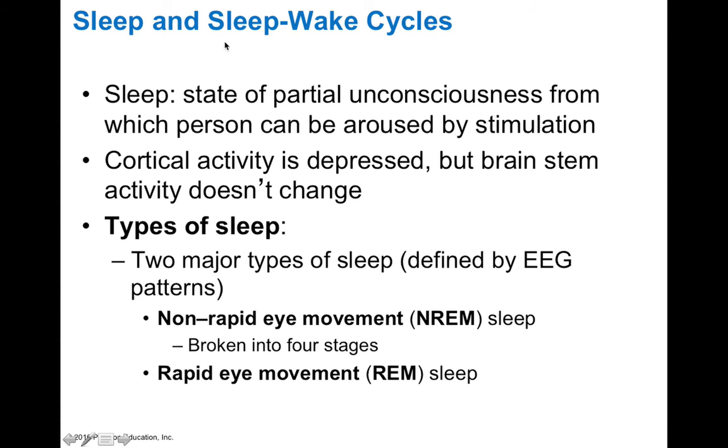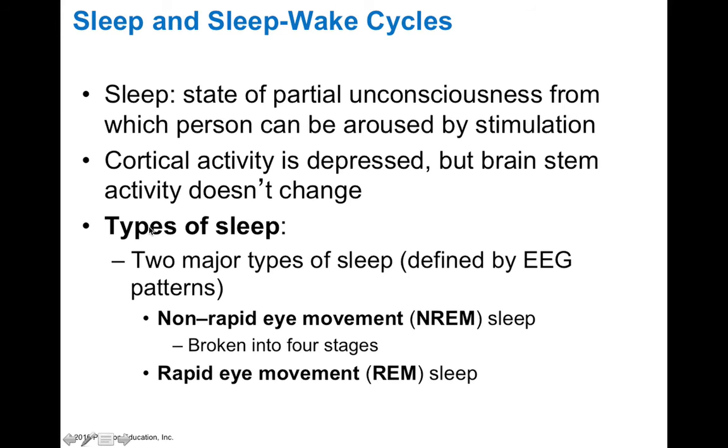Now, sleep is fascinating because we spend probably close to about a third of our lives in sleep state. And sleep is this state of partial unconsciousness. Now, cortical activity is depressed during sleep, but brainstem activity doesn't change. Remember, sleep is actually going to be mediated in part by the reticular activating system that, in a sleep state, doesn't send information to the cortex as well. But it's also timed by things like your hypothalamus and epithalamus to regulate the rhythm of sleep.